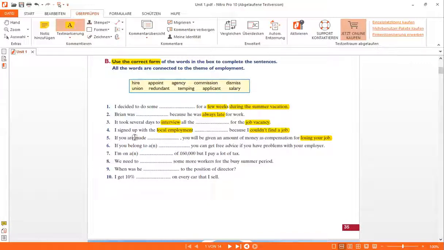Number 5, if your mate does, you will be given an amount of money as compensation for losing your job. I must say, if you don't know the meaning of that particular word, nothing would help you. But for those of you who know and still are not sure, losing your job should guide you, because when you lose your job, you become redundant or unemployed. There's a slight difference between the two, but because we don't have unemployed here, we will go for redundant.